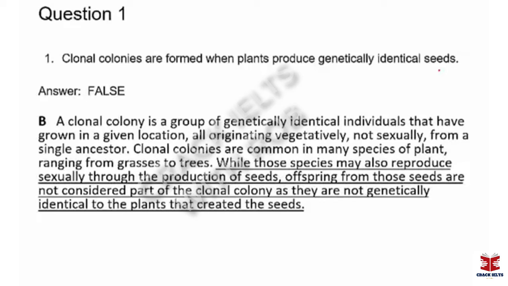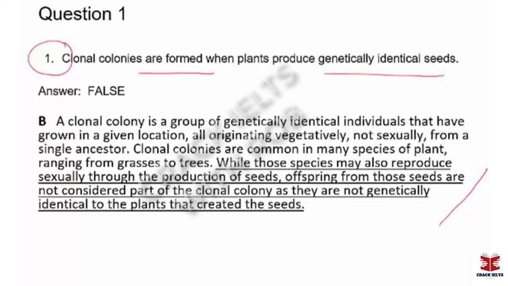Okay, so the relationship to our question number 1: clonal colonies are formed when plants produce genetically identical seeds. No, we find down here that even though they can produce seeds, these plants that create clonal colonies, that is not the method of reproduction that's used to create clonal colonies. It's something different, okay? And that process is described here in the essay.